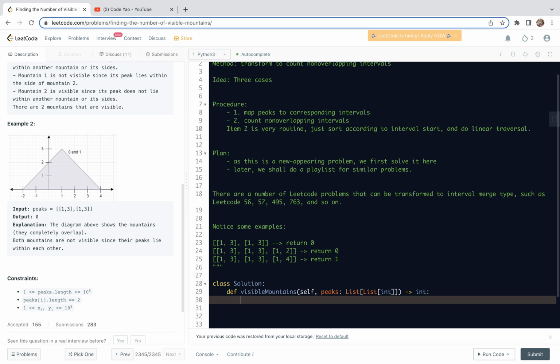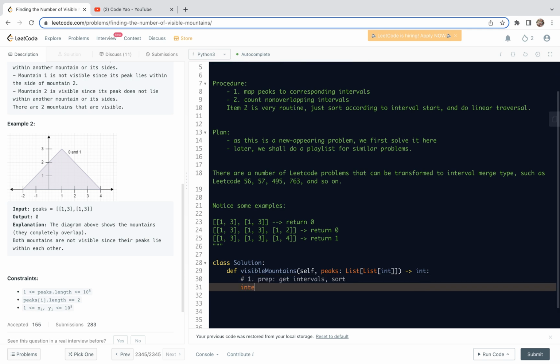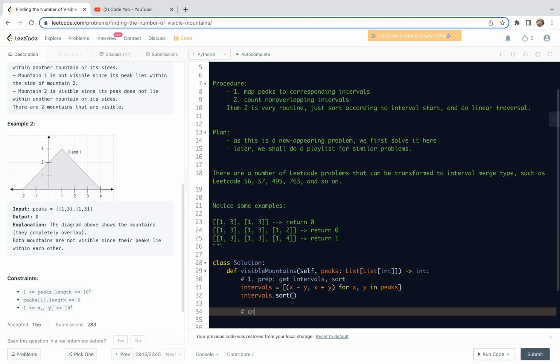So with that said, let's look at the code. We are going to split the code into 2 parts. First part is a preparation. We are going to get the intervals and do the sort. So this is actually very routine. Let's call intervals equals x minus y, x plus y for x, y in peaks. And then we do a sort according to the start of the intervals. So we need to just do this vertical sort. That's okay. And then we're going to do the counting, so count and linear traversal.